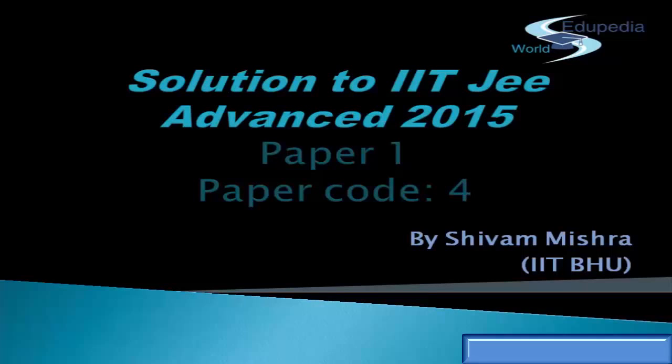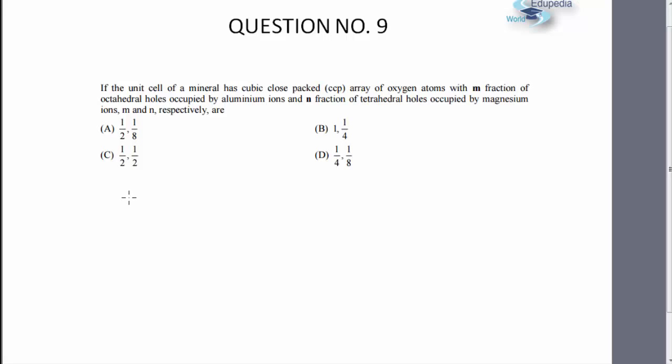My name is Shivam Mishra and today we are going to discuss the solutions to IIT JEE Advanced 2015 paper 1. The code which we are using is 4. Okay, so that brings us to question number 9.